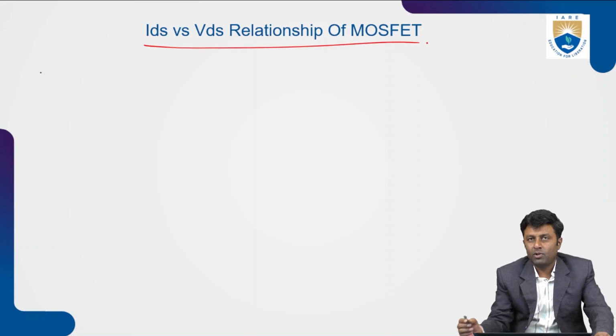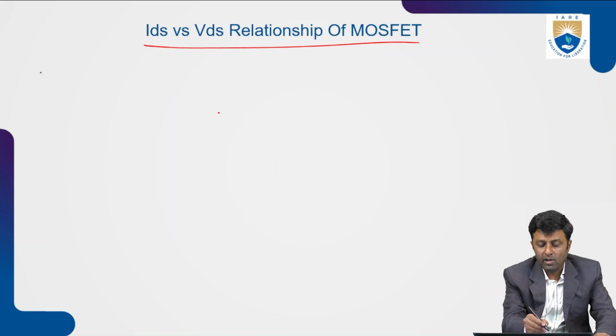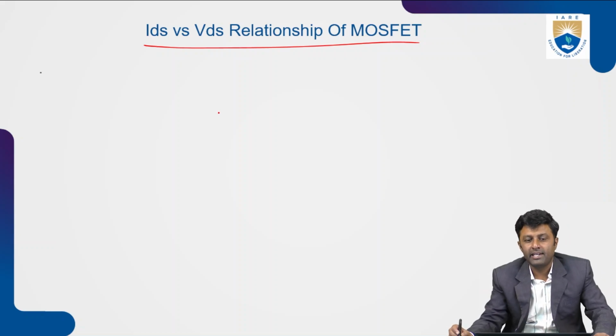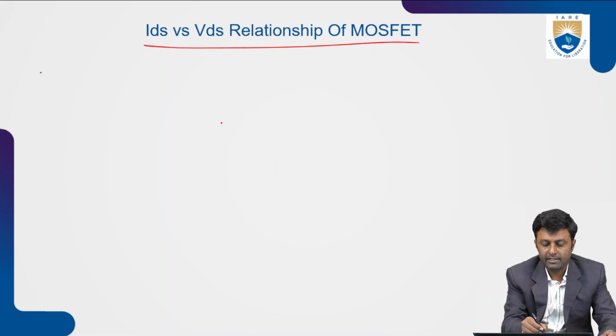In this video, I'll be talking about the IDS versus VDS characteristics relationship of the MOSFET. As all of us know, in the previous section we have seen the working of the MOSFET. Now I'll see what is the relationship between the current from drain to source and the voltage. So let us take the structure of the MOSFET.